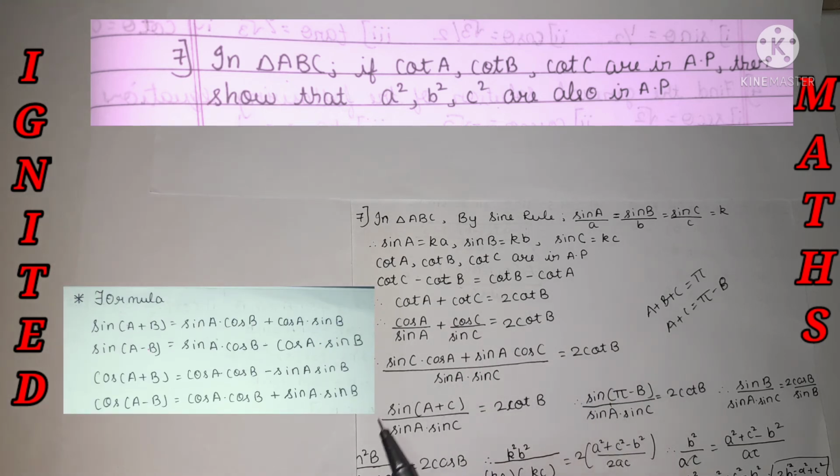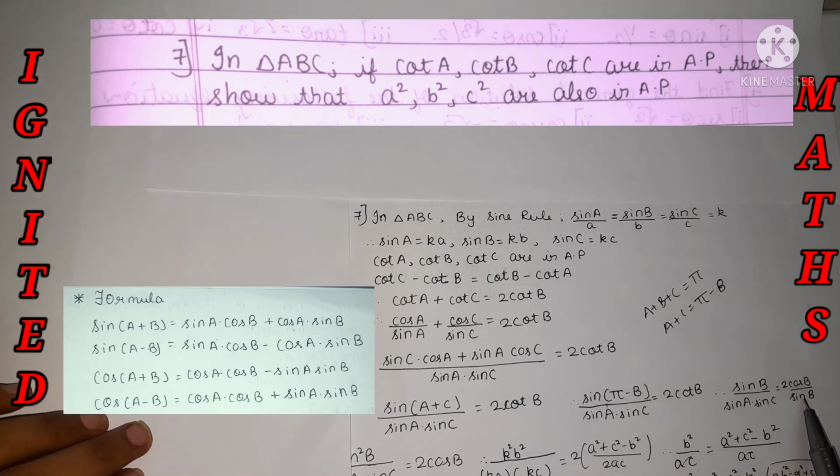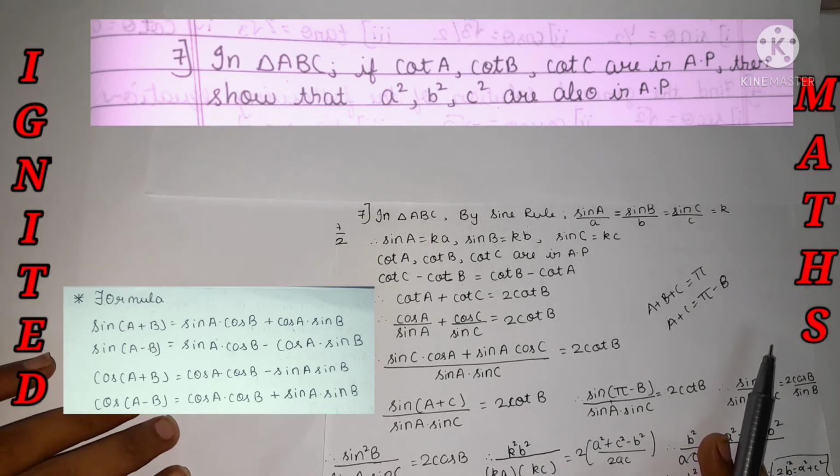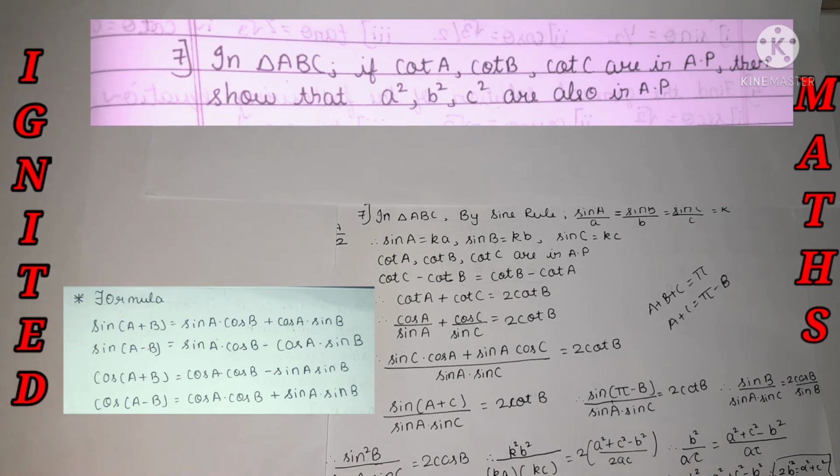If we have done with it, just use the formula sin(A plus C), which is nothing but sin C cos A plus sin A cos C. For cot B I have written it over here. A plus C is nothing but pi minus B, sin of pi minus B. Sin(180 minus theta) is nothing but sin theta. And over here, it is cos B by sin B. Just do the multiplication with cos B.